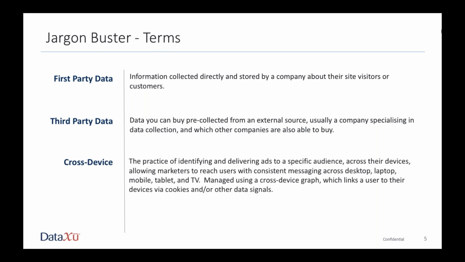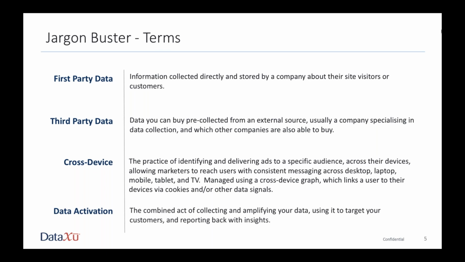Cross device. What do we mean by cross device in this sense? Essentially being able to activate at user levels, and this is housed by a cross-device graph. We attach digital data sets, again like cookies, mobile app IDs, connected TV IDs, to users. And then lastly, data activation. Activating or executing on your data in real time in our cross-device world on your digital campaign. Hopefully that's got everyone on the same page with the terminology that we'll use.